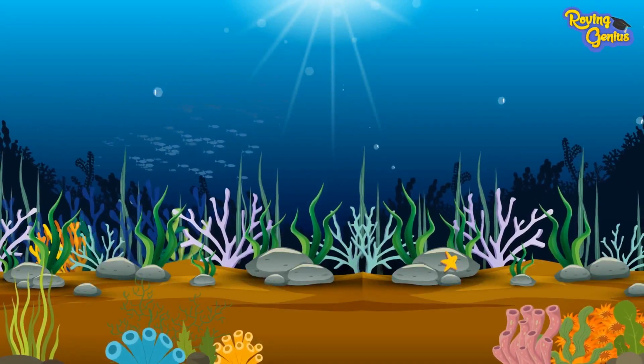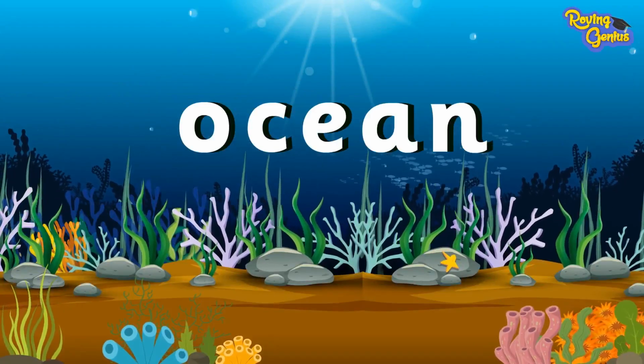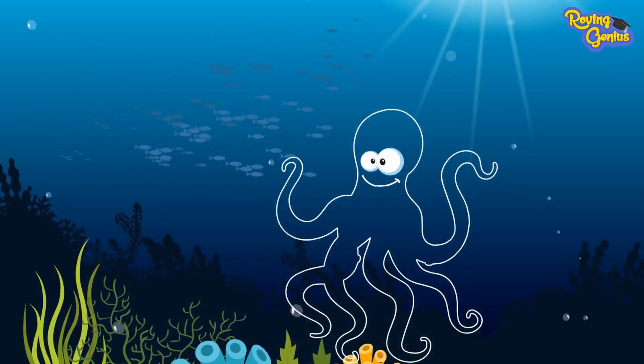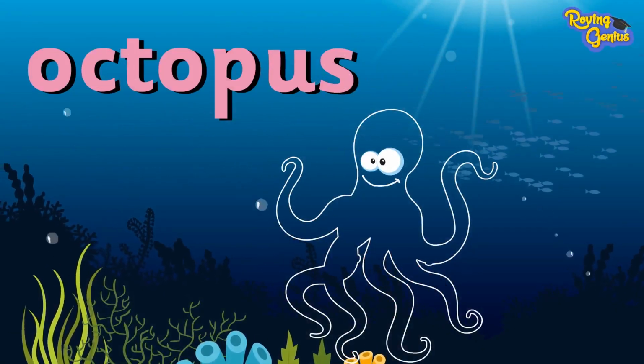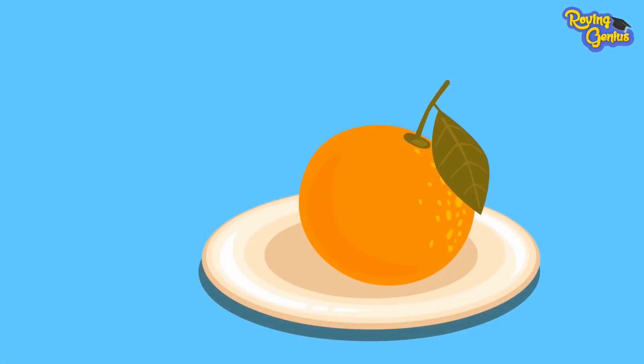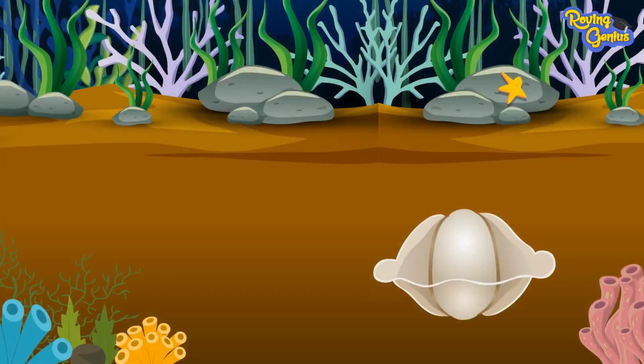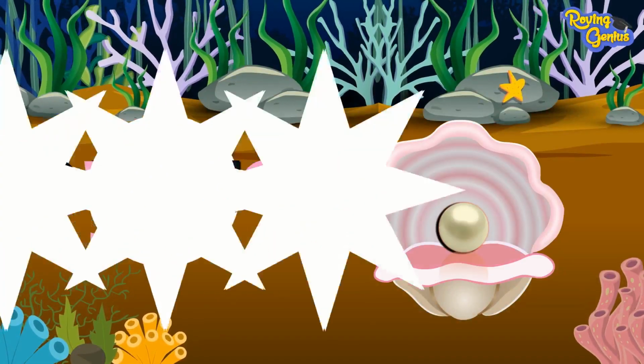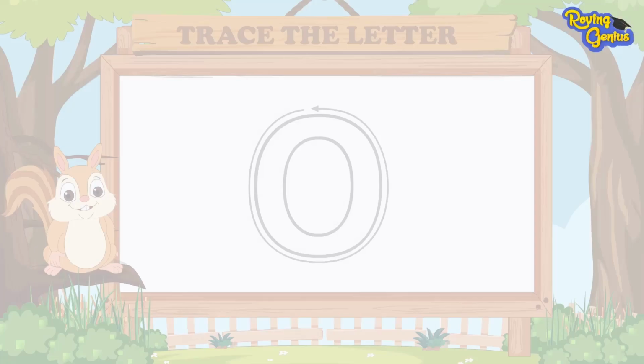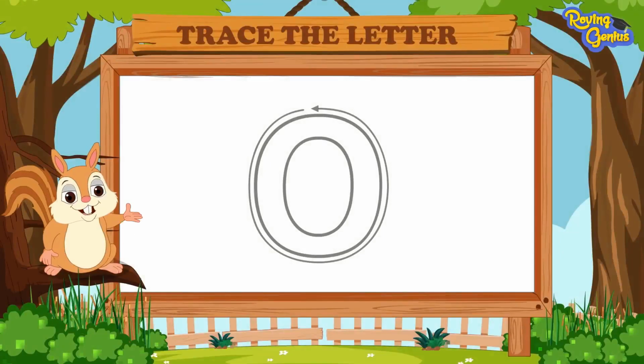O, O, ocean. O, O, octopus. O, O, orange. O, O, oyster. Let's learn how to trace O with these fun rhymes.